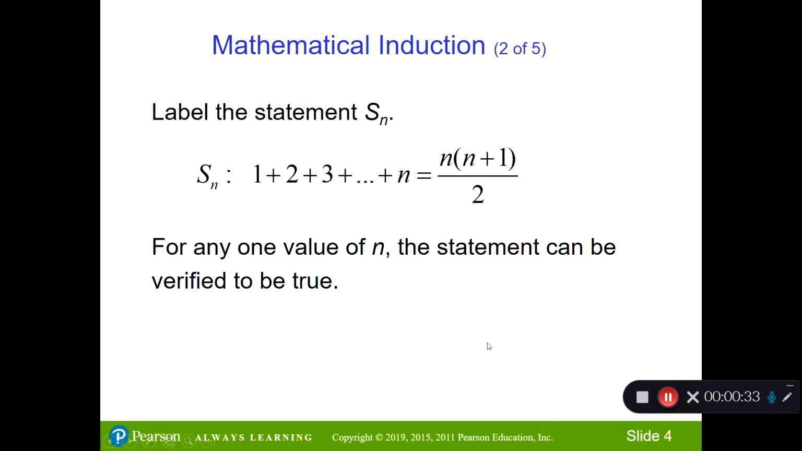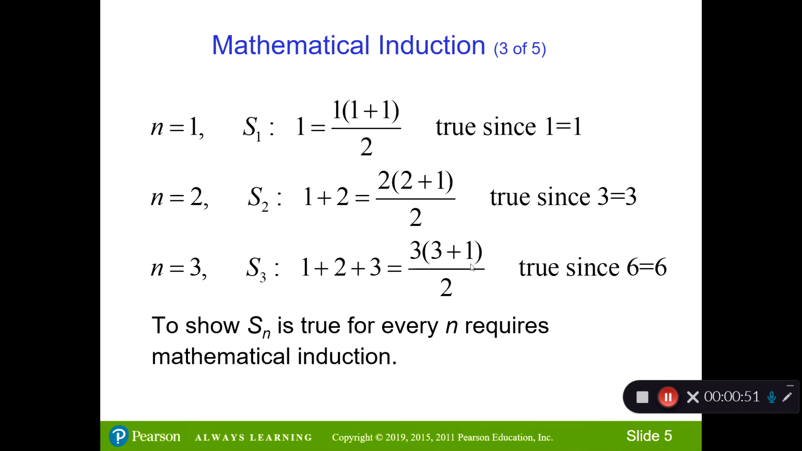Let's show that. So the statement S sub n, we're going to label the claim that 1 plus 2 plus 3 all the way up to adding the nth value on there is equal to n times n plus 1 over 2. Now, for any one value of n, we can prove that that statement is true. If I plug in n equals 1, 1 is equal to 1 times 2 over 2. That's true. If I plug in 2, 1 plus 2, or 3, is equal to 2 times 3, that's 6 over 2. 6 over 2 is 3.